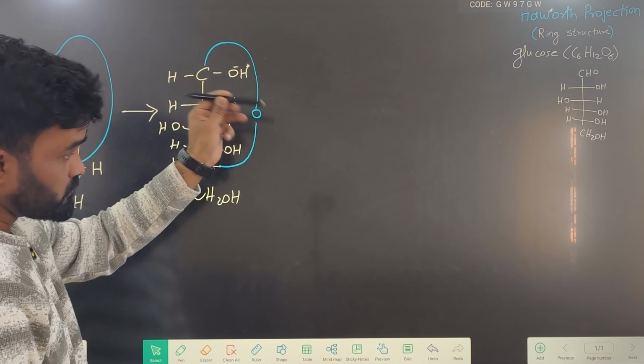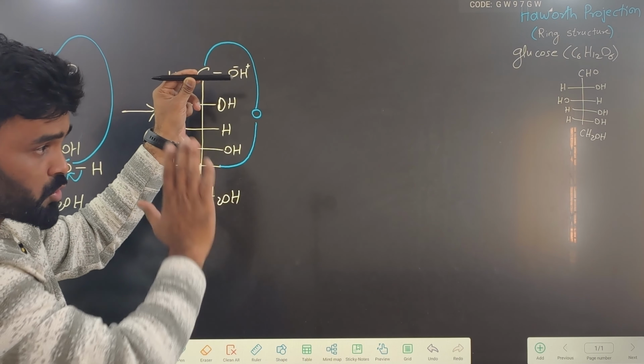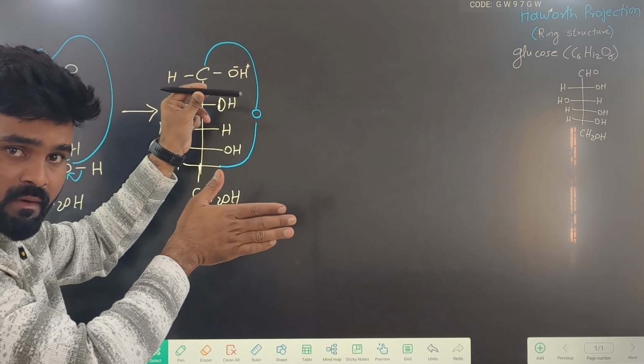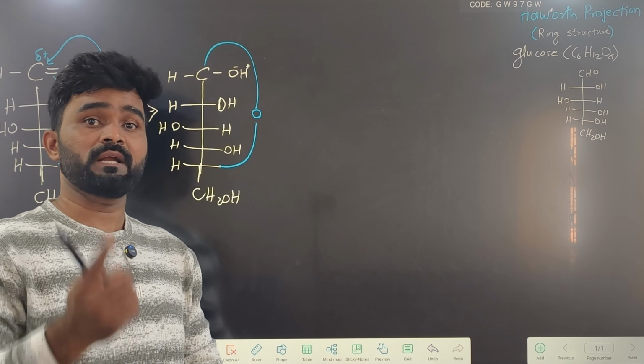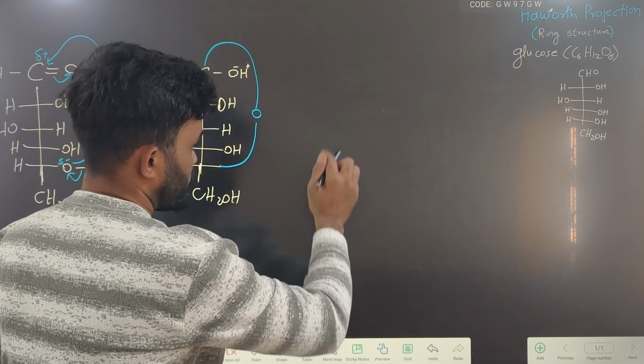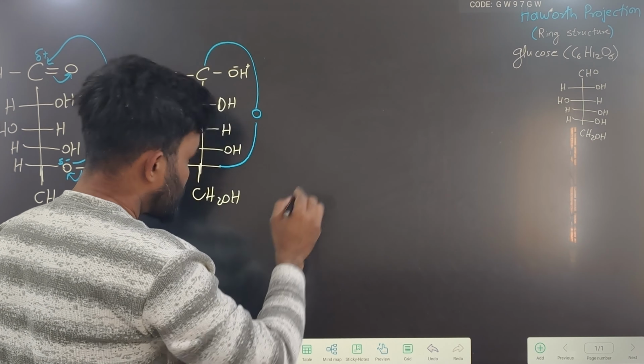काय झालं? Whatever is on the right hand side goes down. बरोबर? Right side down, left side up. Okay? So let's write the ring structure now for this.